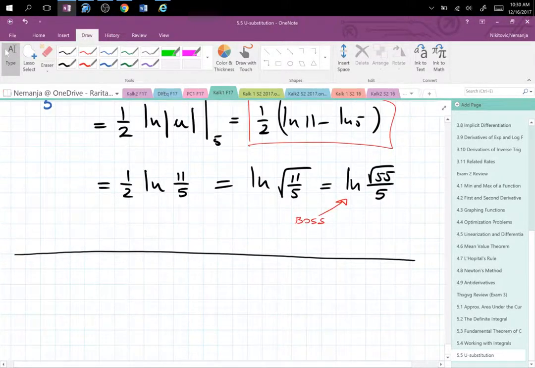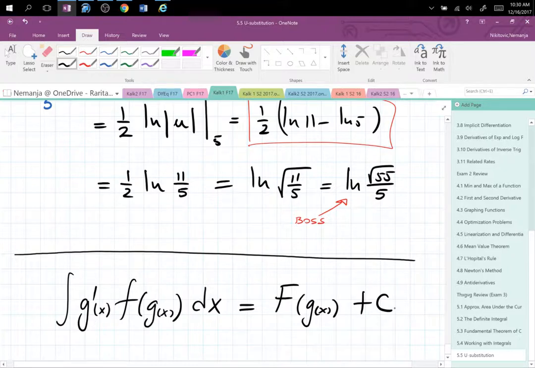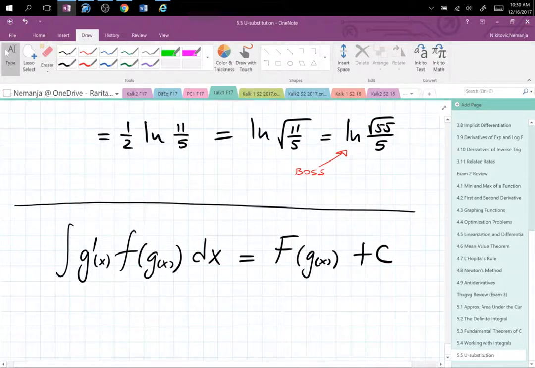I mentioned on the first day that you are supposed to have a function and its derivative present, and then you can integrate. So if you have some function f that has a g of x plugged in and g prime is present, then you can just integrate and you will get capital F of g of x plus c. So this capital F is the antiderivative of the lowercase f.